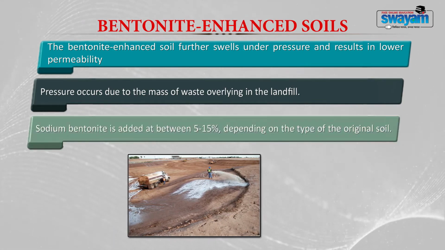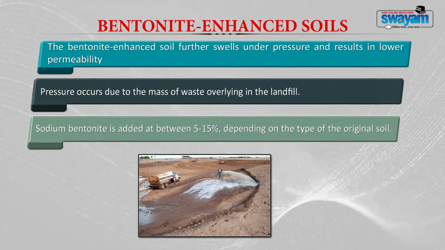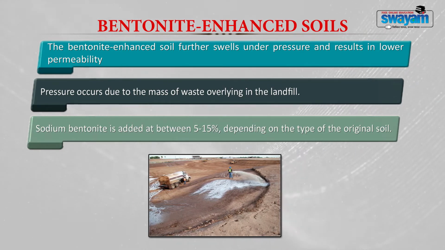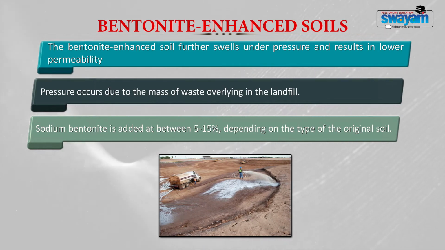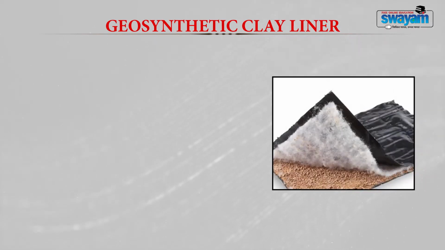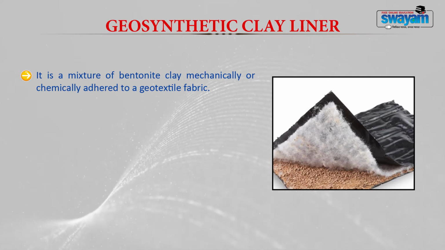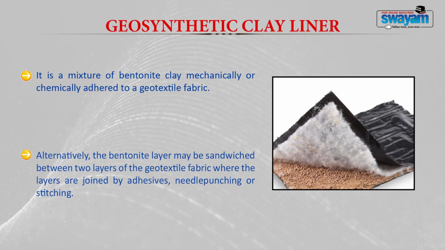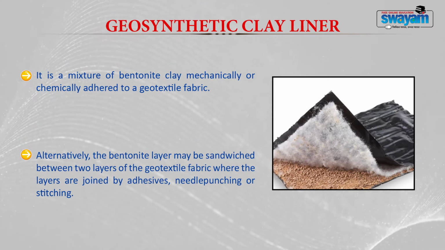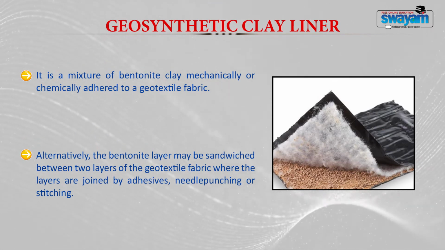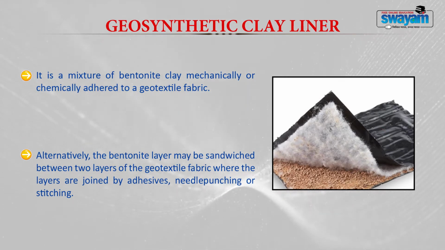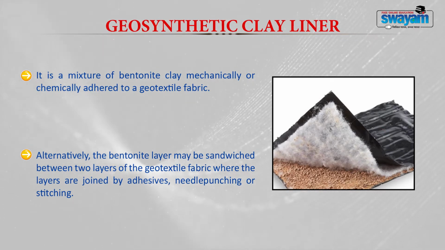For sodium bentonite clay liner, 5 to 15% of sodium bentonite is added to the original soil, mixed and then used. The next type of liner material that is used is geosynthetic clay liner. Now, geosynthetic clay liner is again a mixture of bentonite clay which is mechanically or chemically adhered, meaning fixed, to a geotextile fabric. Now, the bentonite layer may be sandwiched between two layers of geotextile fabric, where the layers are again joined by adhesives or by needle punching or by stitching.